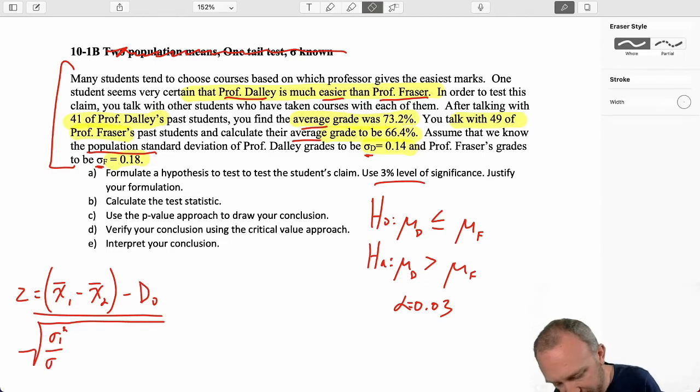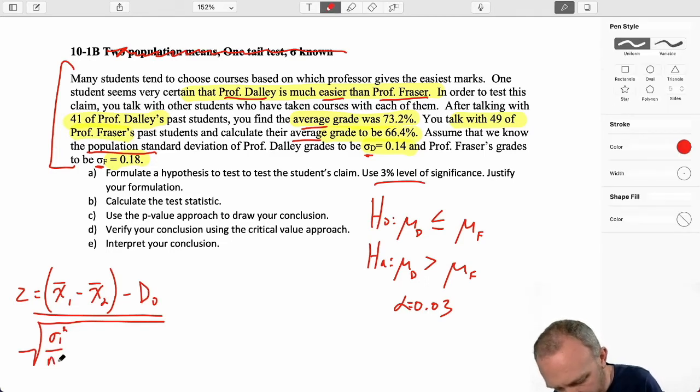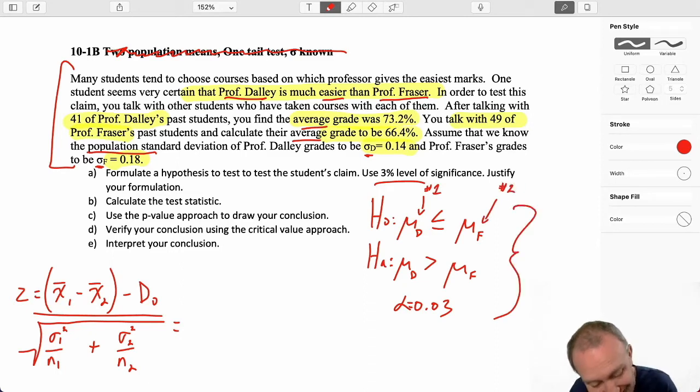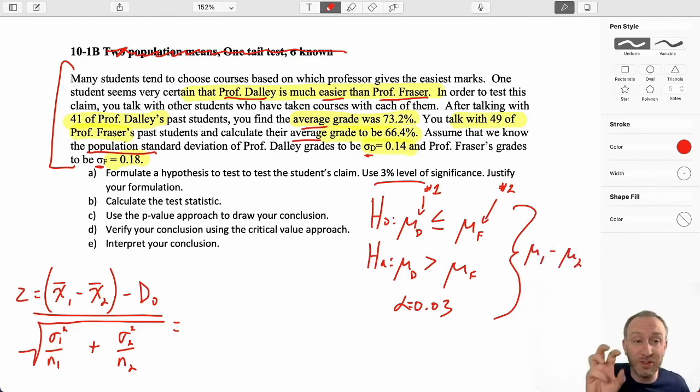Oops, there's a good mistake to make. And 1, and 2. Now, I have to make sure that the way I input my values into that formula are consistent with how I've defined them. So Dally is population number 1, Fraser is population number 2, because these tests are always 1 minus 2. So by formulating it the way that I have, I have implicitly defined population 1 as Dally, 2 as Fraser.